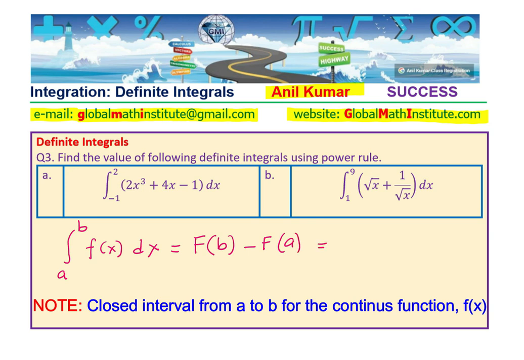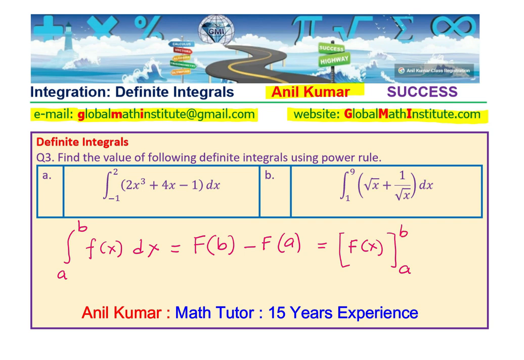And this normally we are going to write in this particular form, f of x with a limit from a to b. You get the idea. So the integral will be a function f of x. We are going to evaluate the values of the function at b and then take away the value of the function at a. That is what it means, correct?